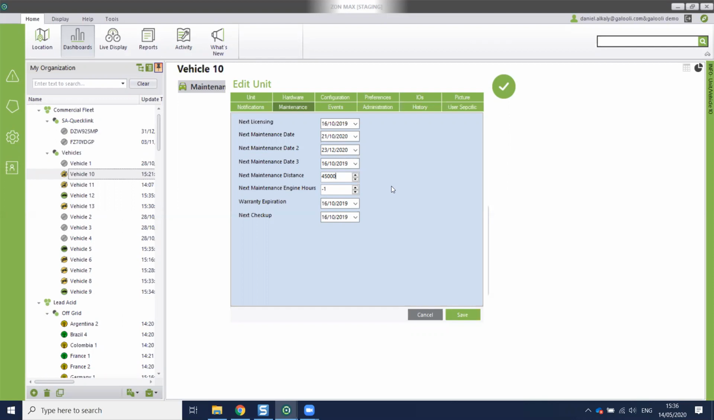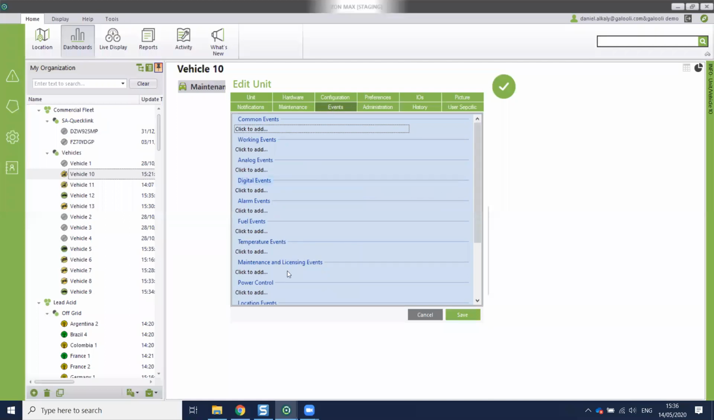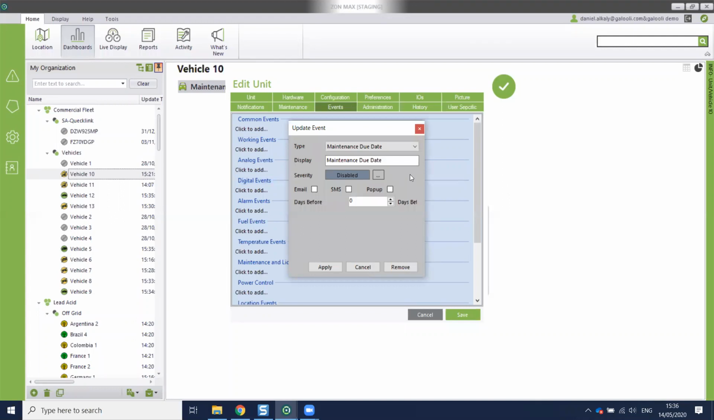So I have this information. Once I have it keyed in, I could go into events, and I could actually set up events which will notify me once the maintenance occurs. So if I have a maintenance due date, and I'm going to click on advisory, for instance, probably send me an email. I don't think it needs to send me an SMS. I want to know 30 days before the maintenance due date, which I set up before, which I showed you. I want to receive an alert reminding me of the event.